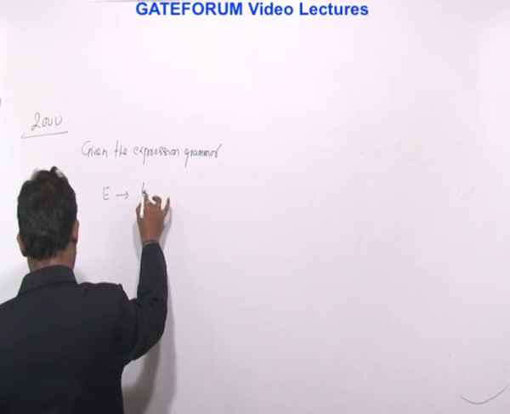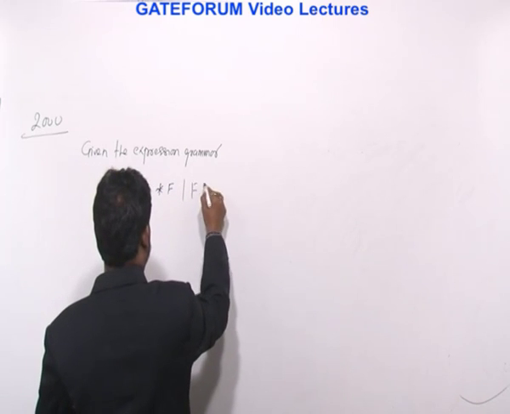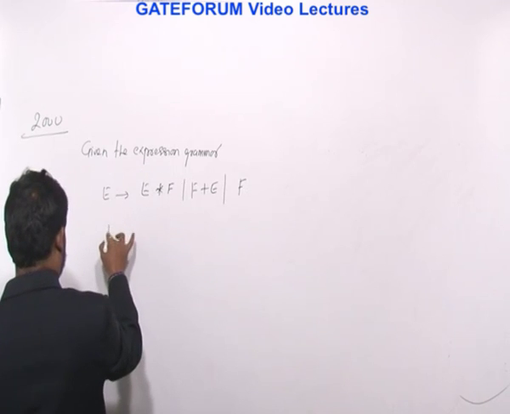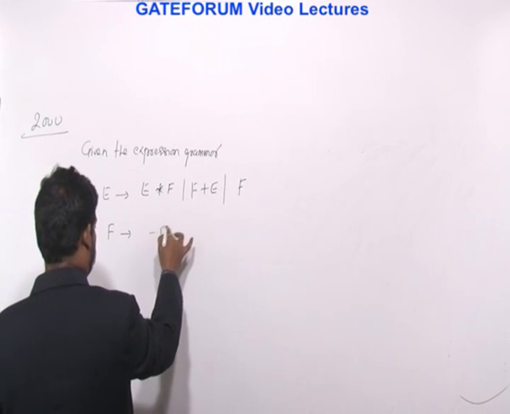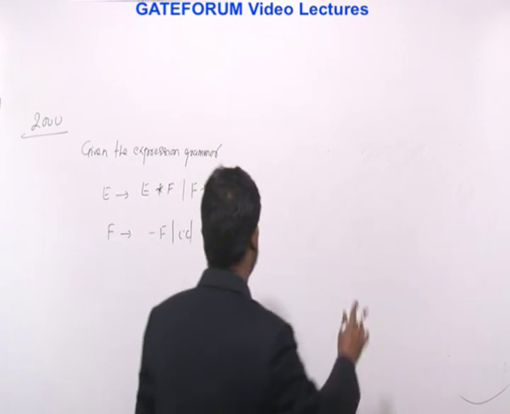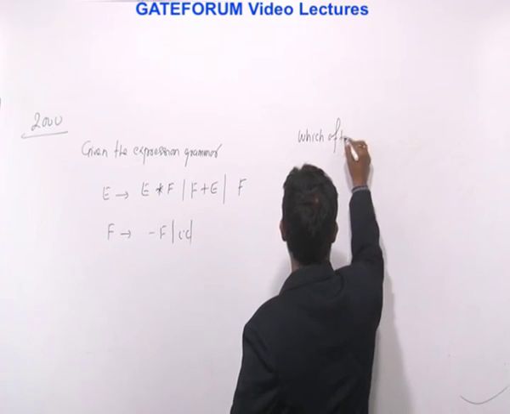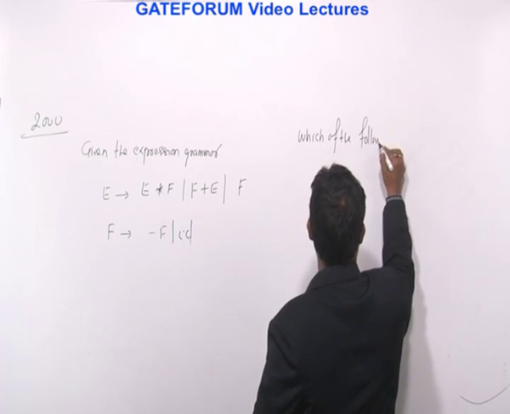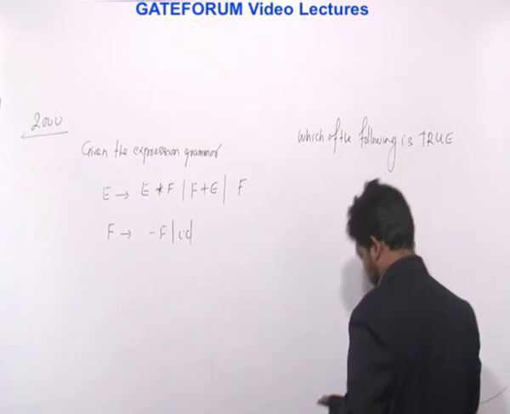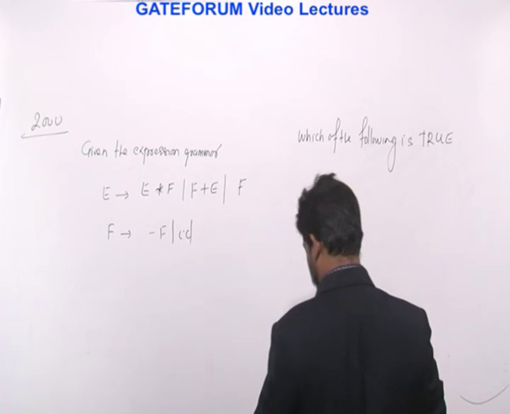E derives E multiplied by F plus E, or F derives minus F, or ID. Okay. Now, the question is again, which of the following is true? Okay. So these are the options in this case.